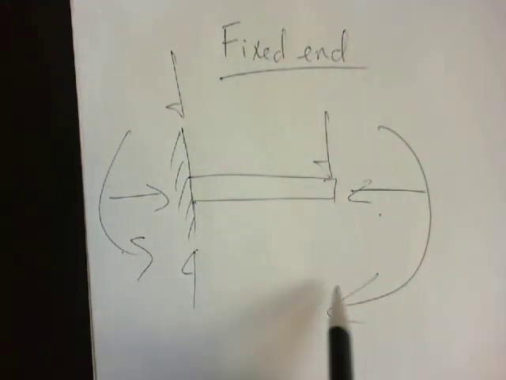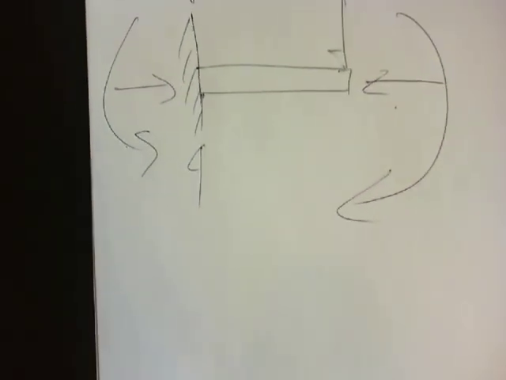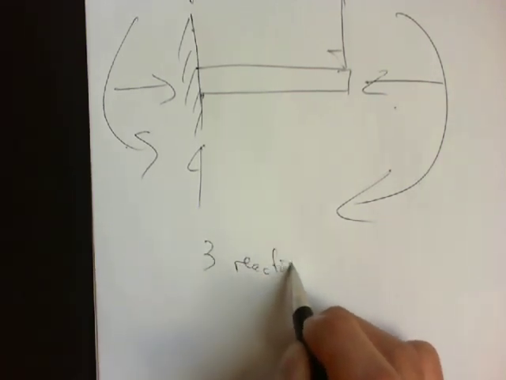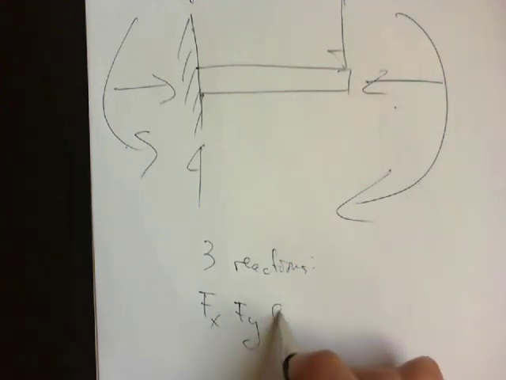Okay? So if this happens, then the wall is in static equilibrium. Therefore, a fixed end can support three reactions. One that's horizontal, vertical, and a moment.